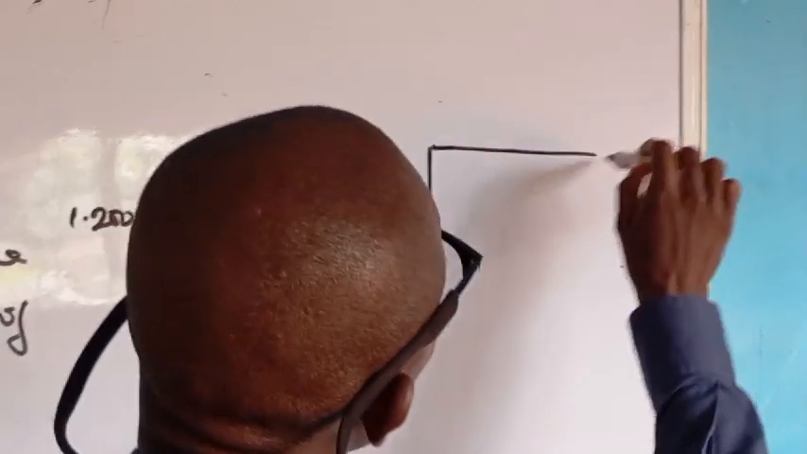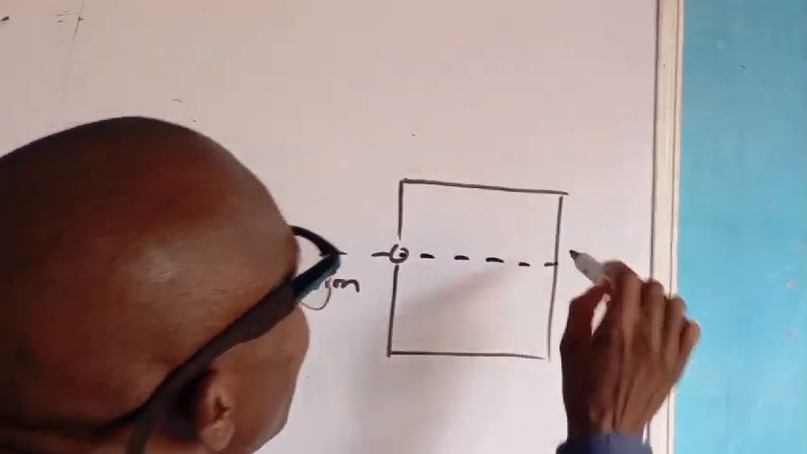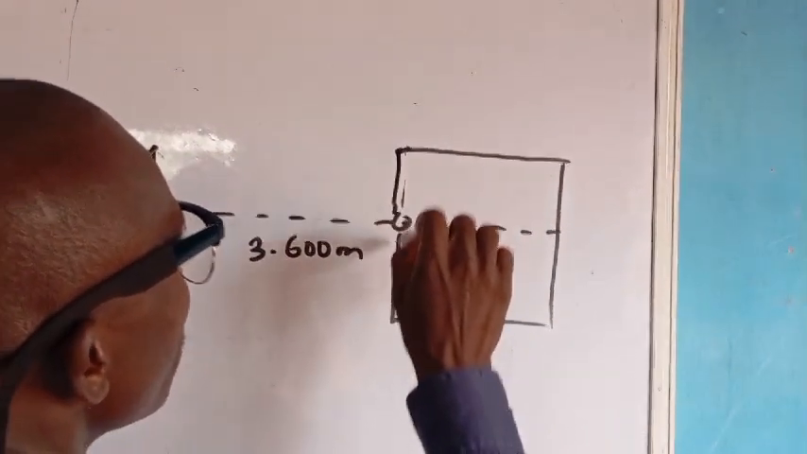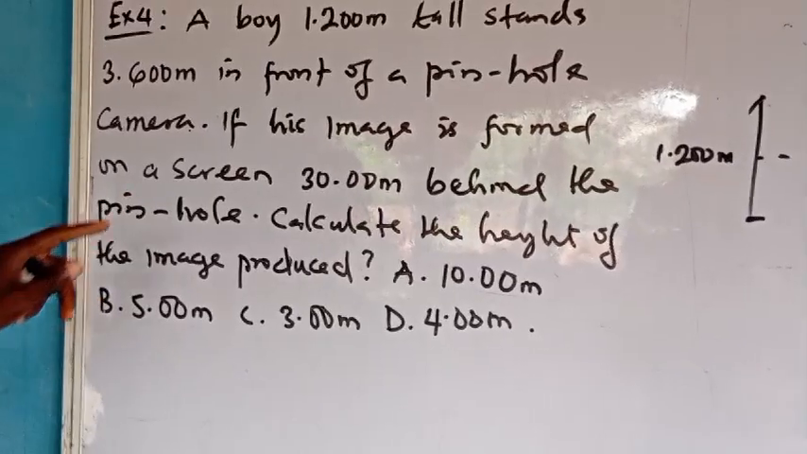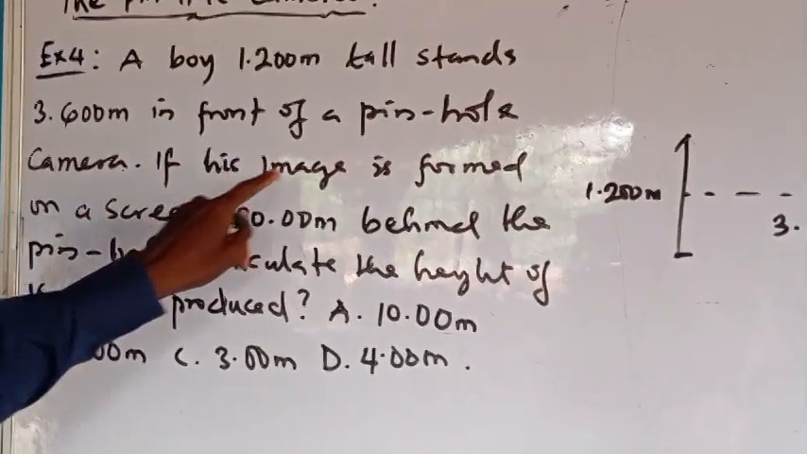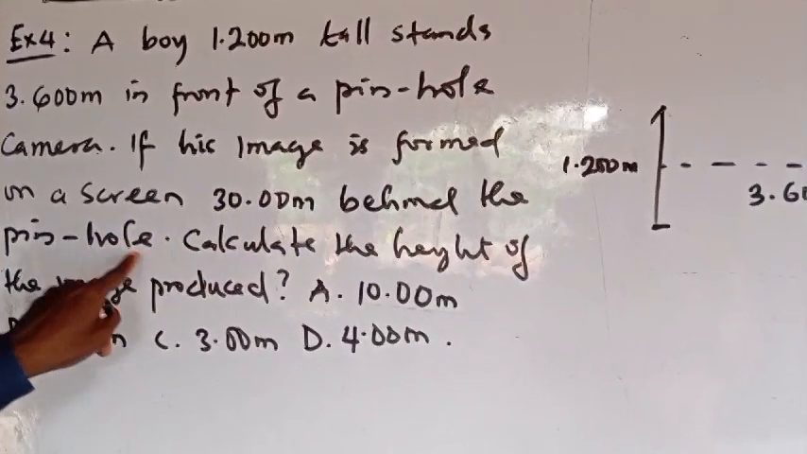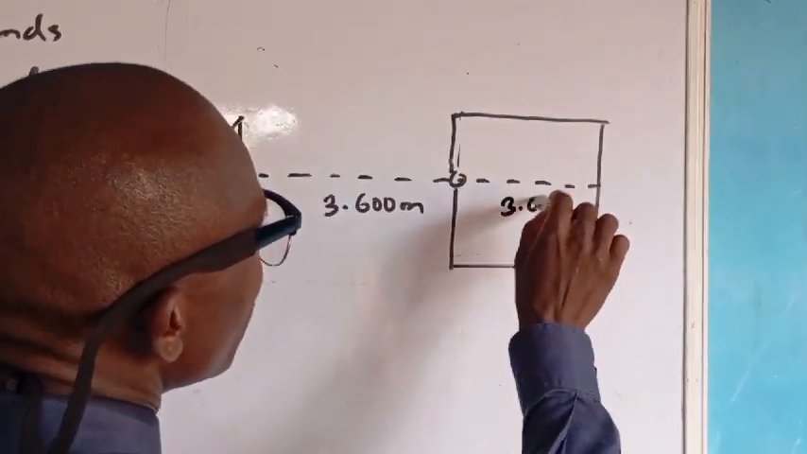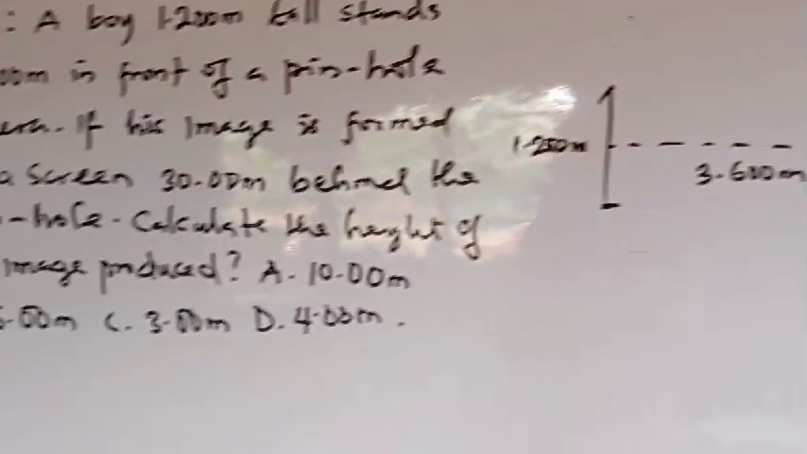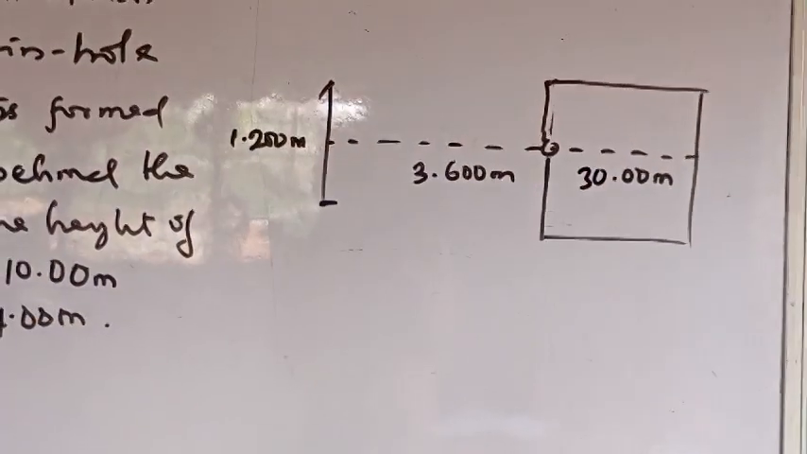Look at this. This is a pinhole. This is it. Standing in front of the pinhole camera. Look at the pinhole camera now. Standing there, 3.600 meter in front of a pinhole camera. If his image is formed on the screen behind the pinhole, meaning the image here is formed 30.00 meters. 30, not 3. 30.00 meters. You see now?